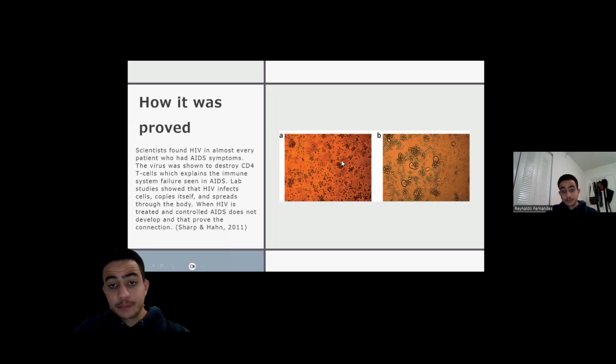In this picture that I put here, this is an isolated tissue sample from someone who has AIDS, and this is an isolated tissue sample from their lymph nodes. As we can see here, this is the HIV virus, and these are the immune system cells which are being attacked by the virus.